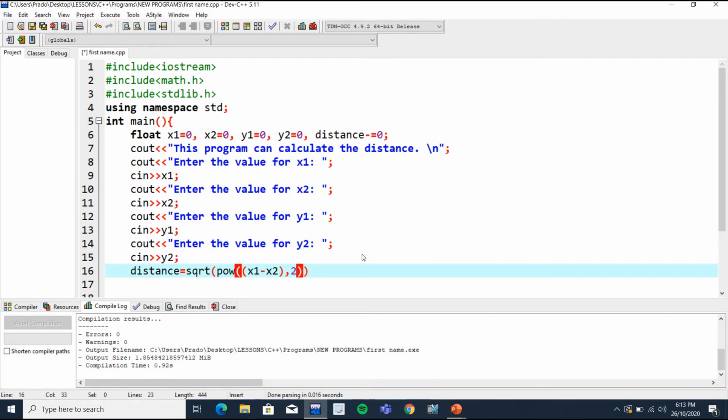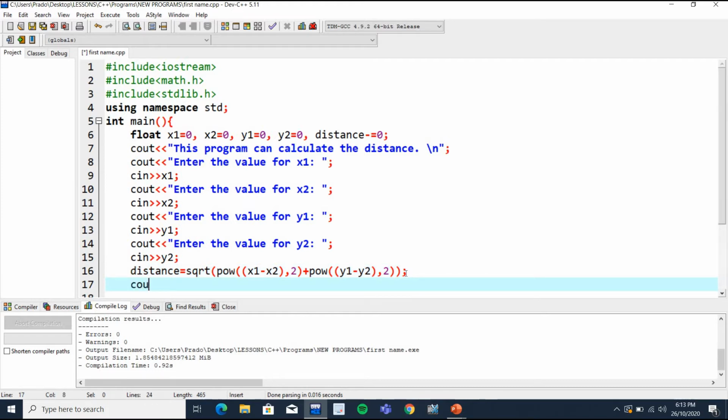And then, next is plus. Plus power. And then, parenthesis ulit. Dalawang parenthesis ulit. And then, y1 minus y2. Sa labas ng y2, yung mismong power, which is 2. So, tapos na po ang ating formula. Huwag natin kakalimutan si semicolon.